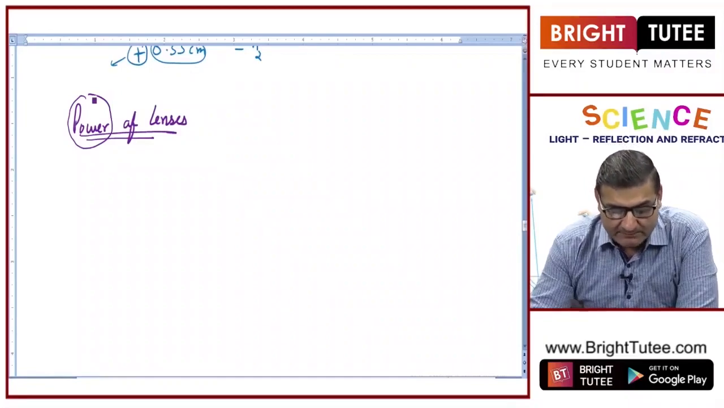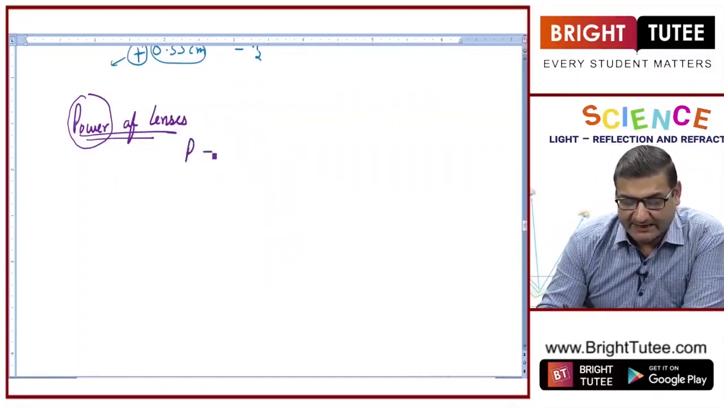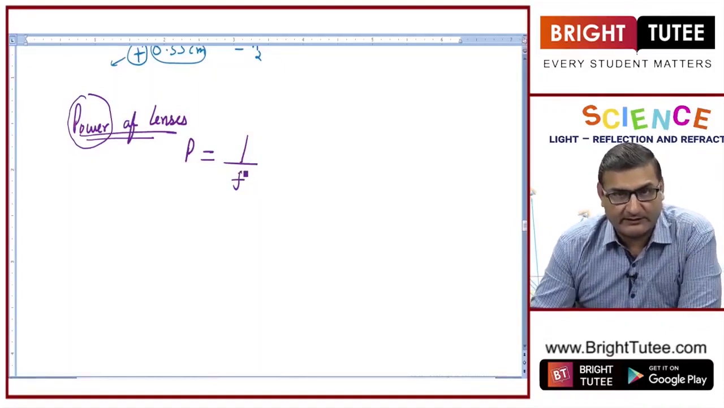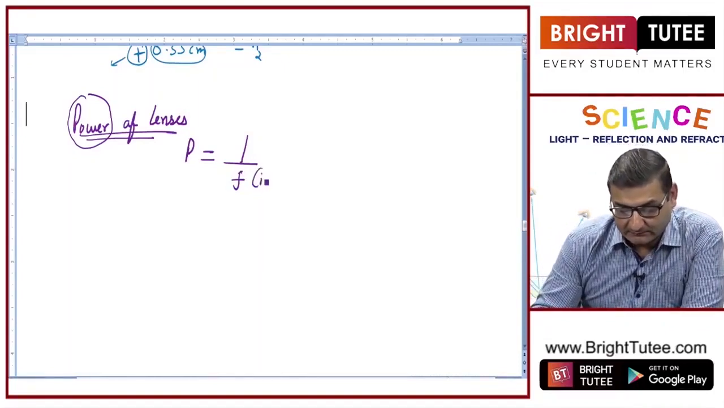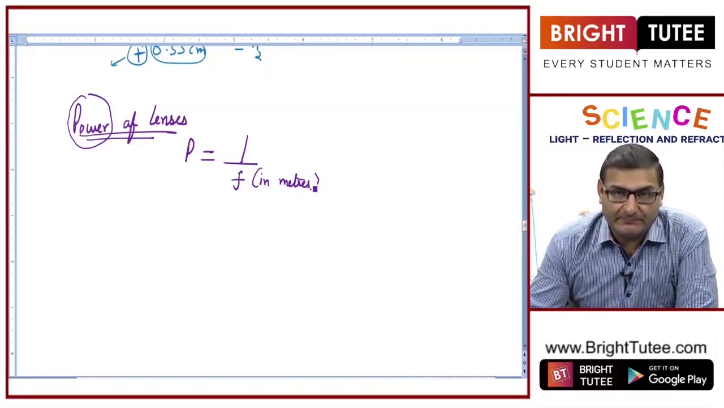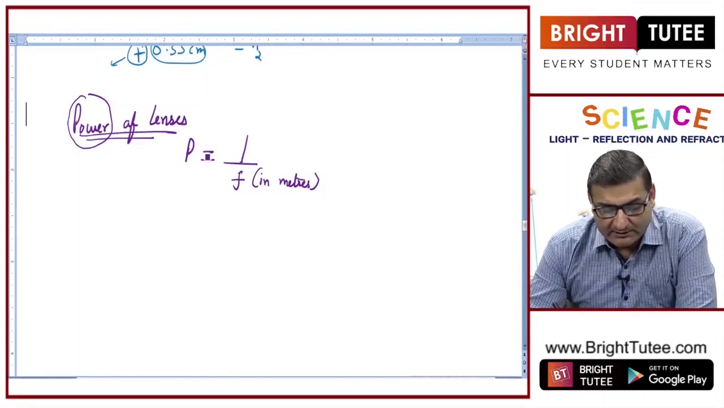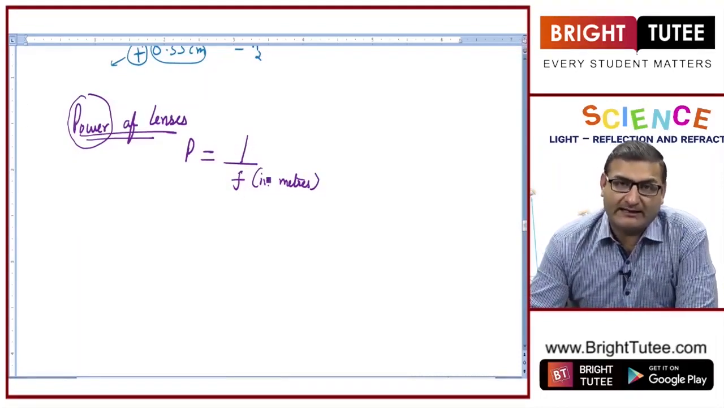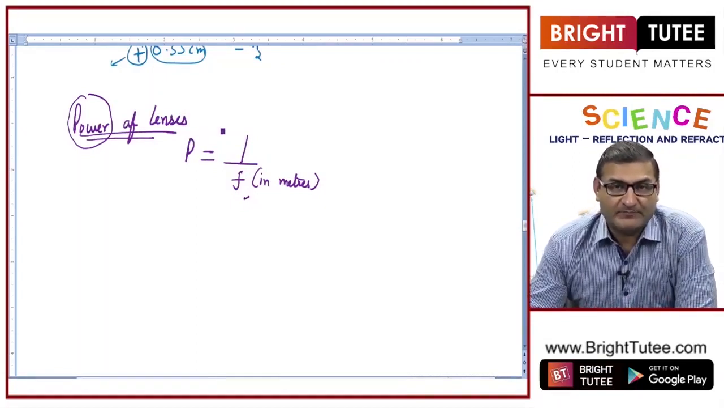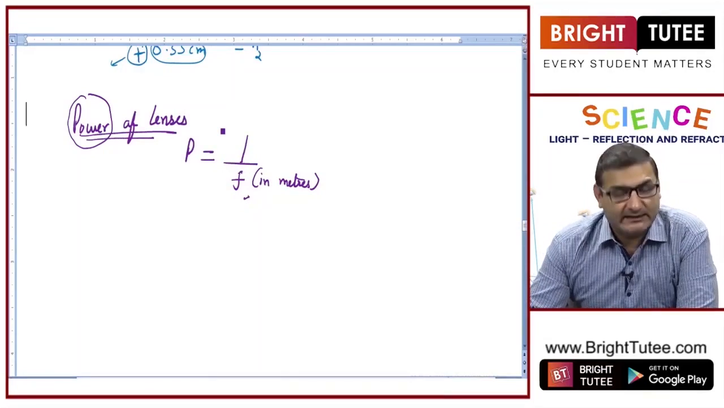Fine. Now, this power of a lens, we represent it with capital P, and it is calculated with this formula: 1 upon F. F, we know, is the focal length, and the focal length should be in meters. If it is given in centimeters, then in that case we have to first of all convert it into meters. Fine. So, power is the reciprocal of the focal length. If the focal length of the lens is less, its power will be more. If the focal length is more, its power will be less.